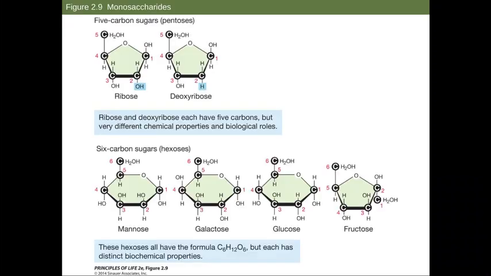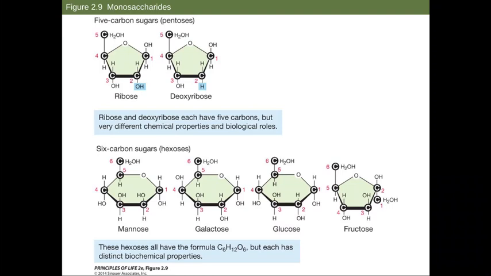So when we look at a monosaccharide here, we have ribose and deoxyribose. This is figure 2.9 on page 27 in your text. And while they both have 5 carbons, you can see that structurally they are different. With ribose, we have an OH here, and with deoxyribose, we have a single H. Because of this, it gives them very different chemical properties, therefore very different biological roles. This does aid in the formation of a double-stranded structure with deoxyribose versus single-stranded with ribose forming RNA.